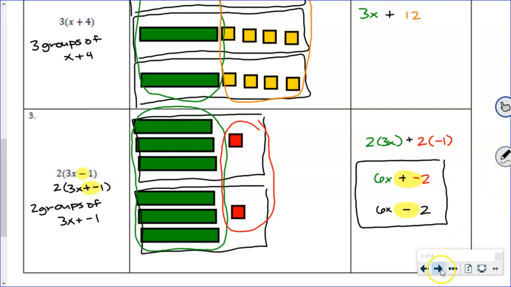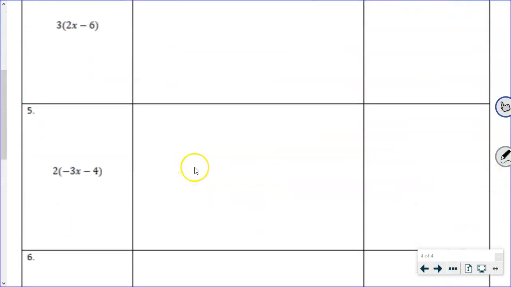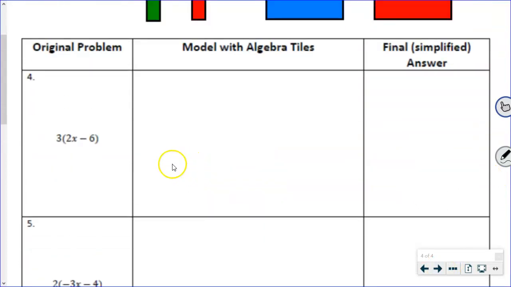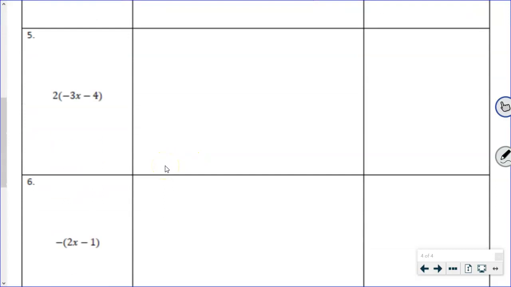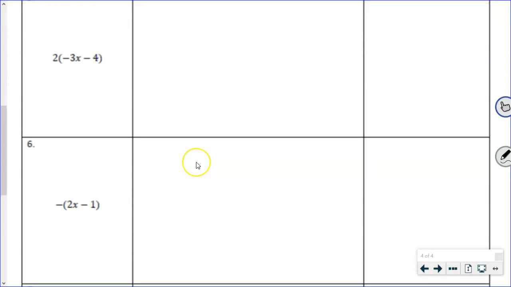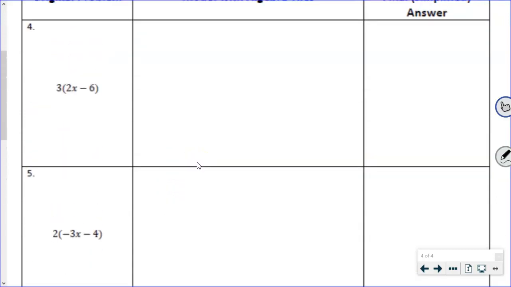All right, and now we're to the back side. I'm going to let you go ahead and model 4 for practice, but then I want to talk about 5 and 6 and 7 together. Okay, so just model 4. Going to give you about 60 to 90 seconds to do that, and I'm going to pause the recording.